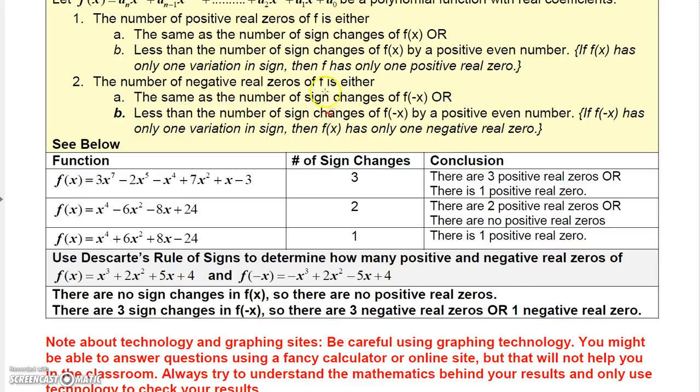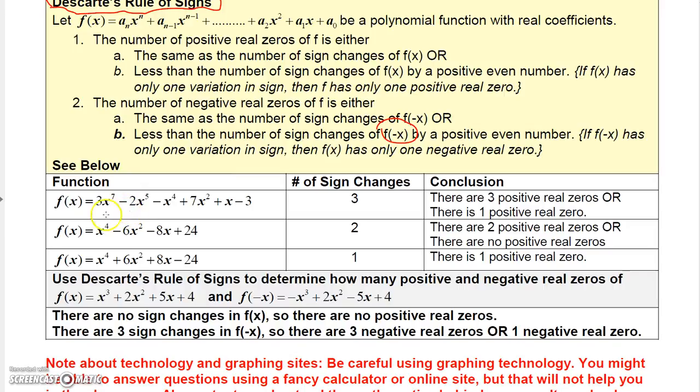So here you go. Now you're going to have to figure out what f of negative x is for this particular theorem. Or it's less than the number of sign changes of f of negative x by a positive even number. And if f of negative x has only one variation of sign, then f has only one negative real zero. Well, let's put this in action with an example.